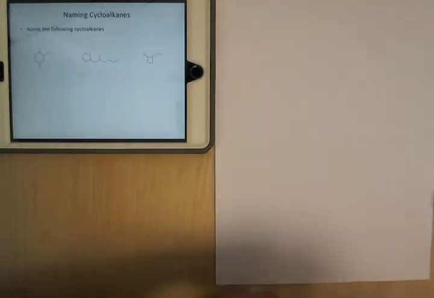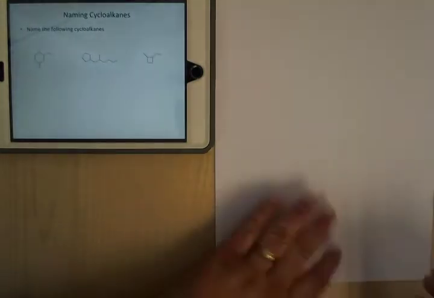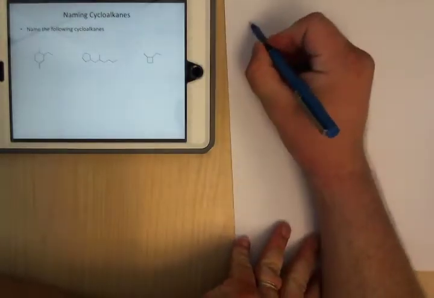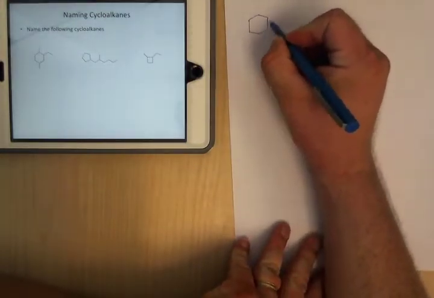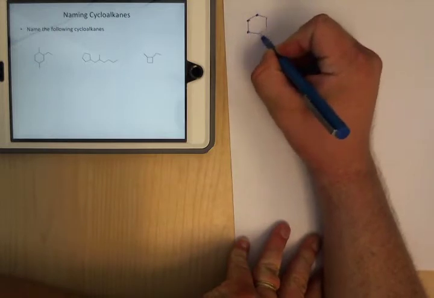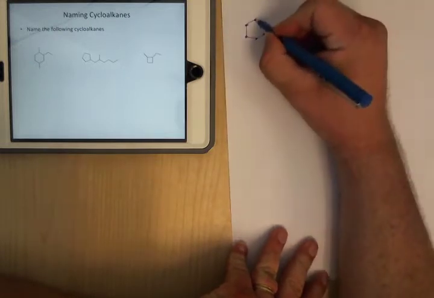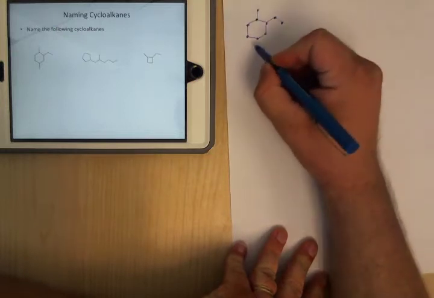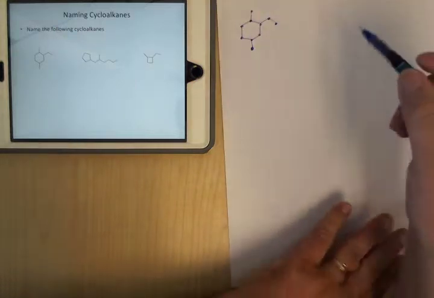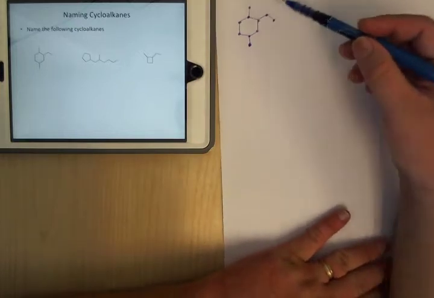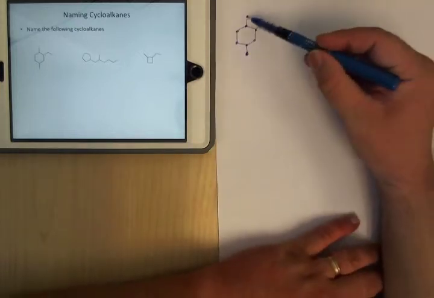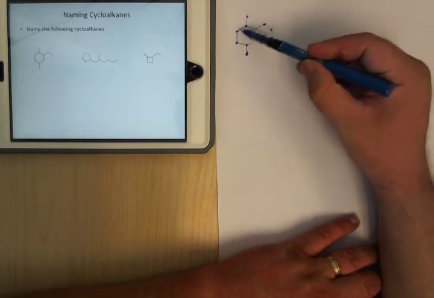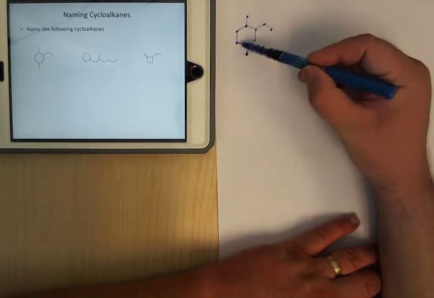We're going to do some examples. Here's the first one. We have our six carbons here, one up, one over, one down. The longest alkyl chain is 1, 2, but the ring here is six around: 1, 2, 3, 4, 5, 6.